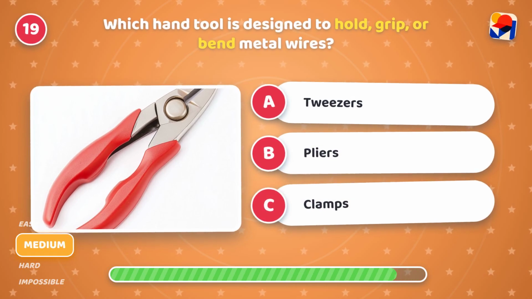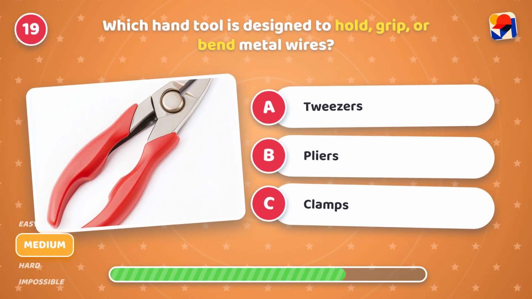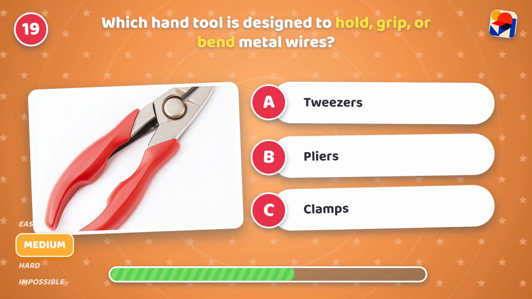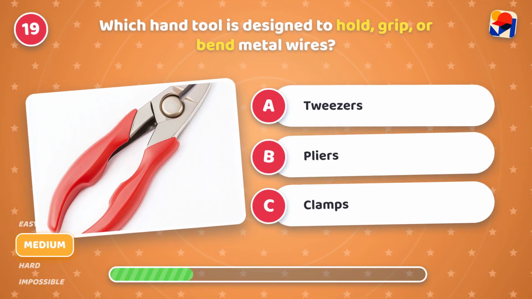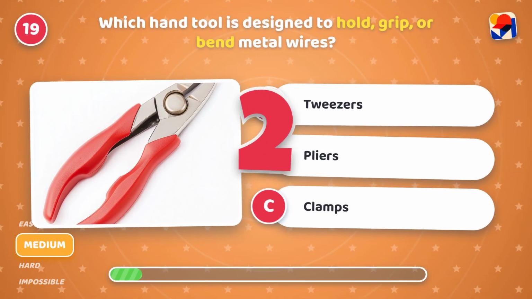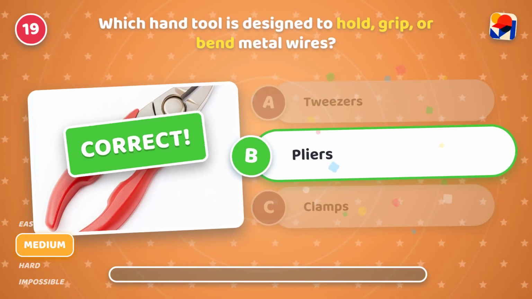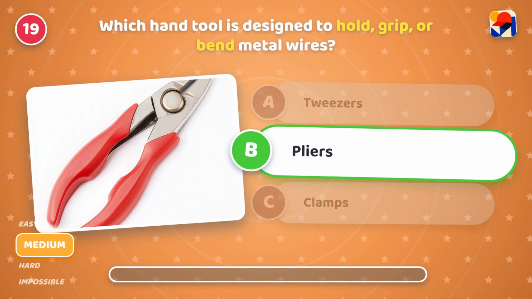Which hand tool is designed to hold, grip, or bend metal wires? Is it A, tweezers, B, pliers, or C, clamps? It's B, pliers. They grip and bend wire.